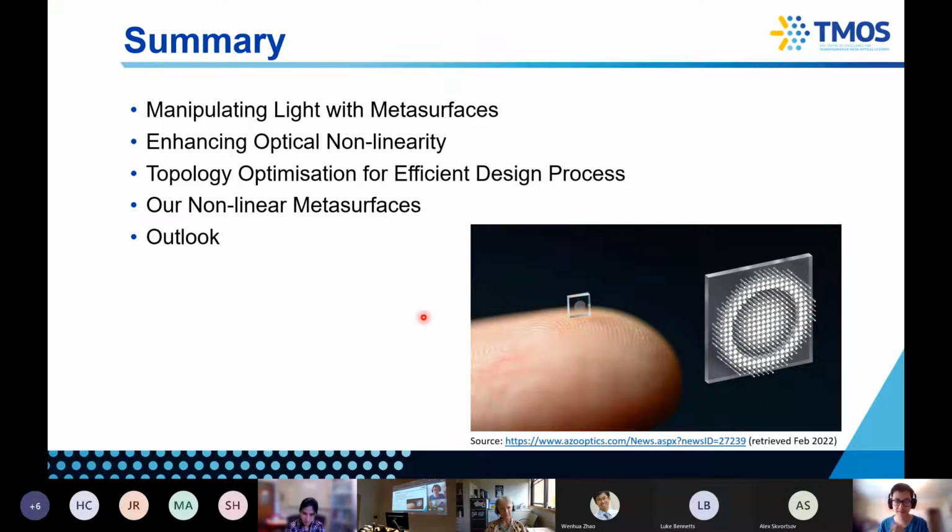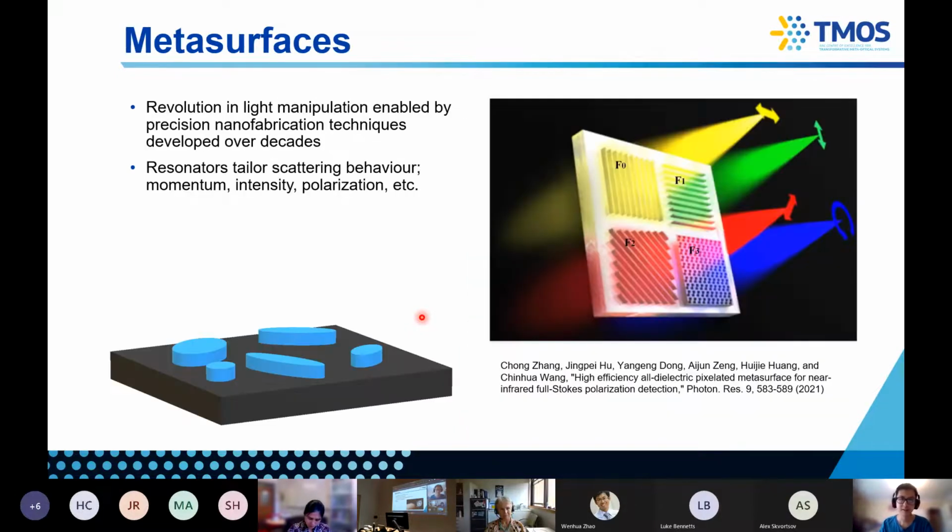So on the right is a picture of a recently published idea of very miniature optical components. And there's a lot of interest in miniaturizing optical components because it is cheaper and just more space efficient for many future applications. So metasurfaces, they are resonators tailored specifically to scatter some property of light. So this could be the momentum, the intensity, or the polarization state.